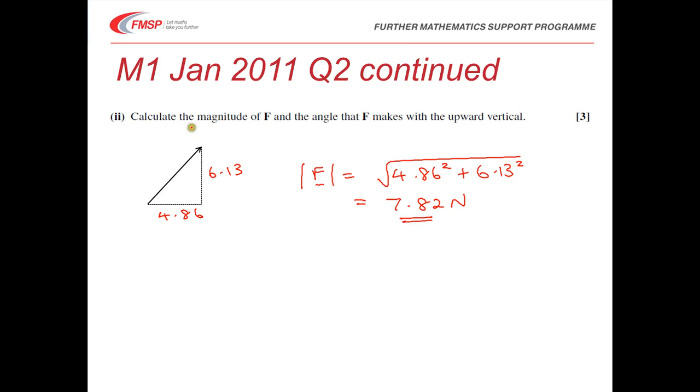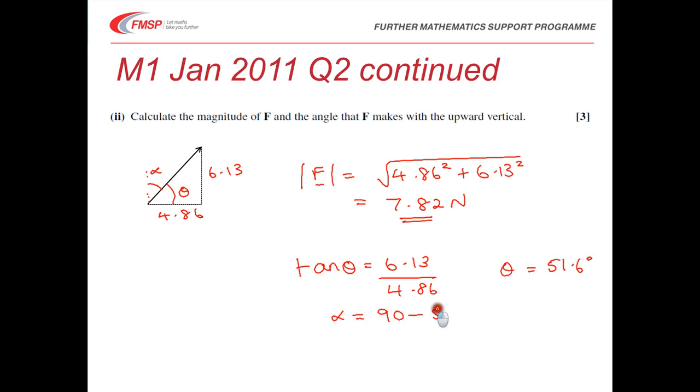We also have to calculate the angle that F makes with the upward vertical. Upwards, this angle here, I'll do the same as I did last time. If I call that alpha and I call this theta, tan theta is opposite over adjacent. And using inverse tan on your calculator, theta works out to be 51.6. That means that the angle alpha with the upward vertical will be 90 minus 51.6, and that works out to be 38.4.